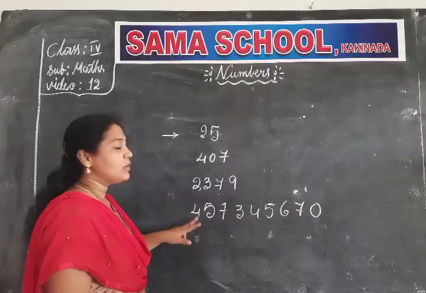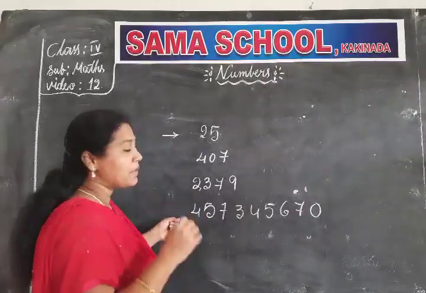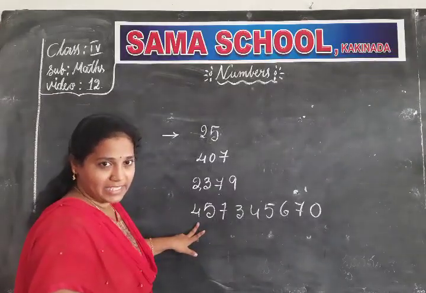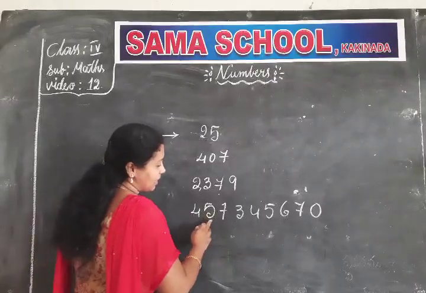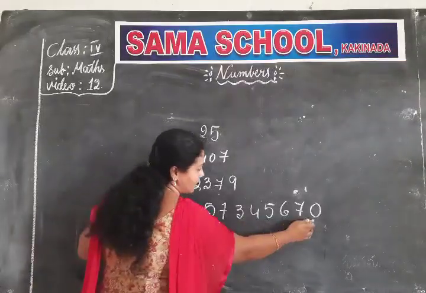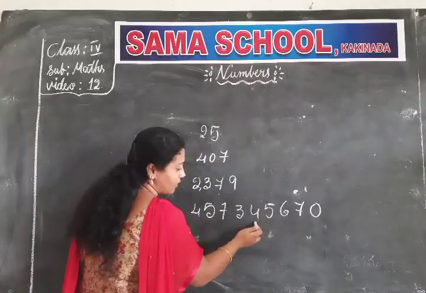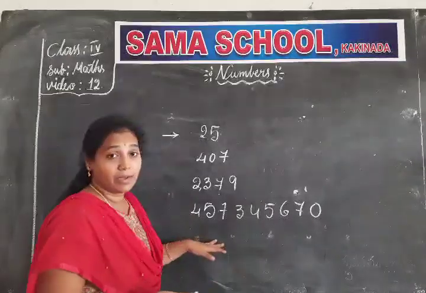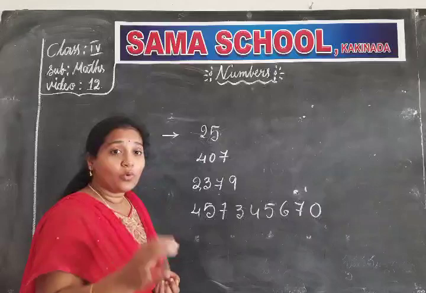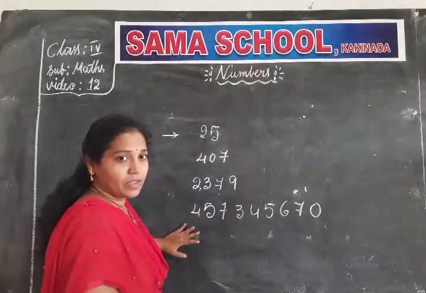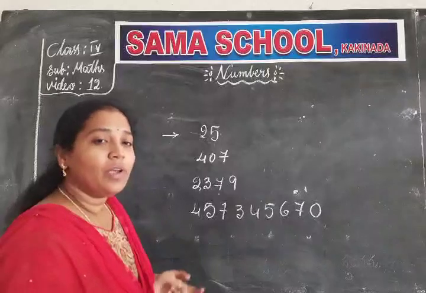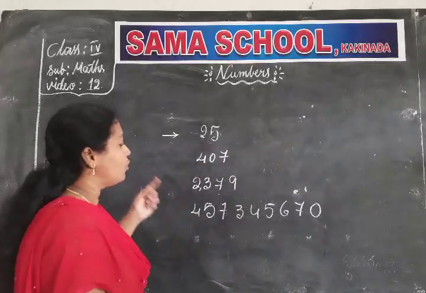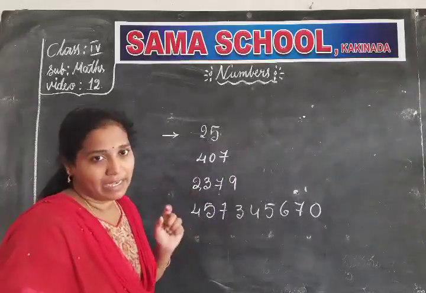When you read this number, you must know what the places in this number are. You have to identify first how many digits are there in a number. 1, 2, 3, 4, 5, 6, 7, 8, 9. Totally 9 digits are there in the number. So if you want to know the places, then you can read very easily. If they give any number and you know the place values, then you know how to read that number properly.